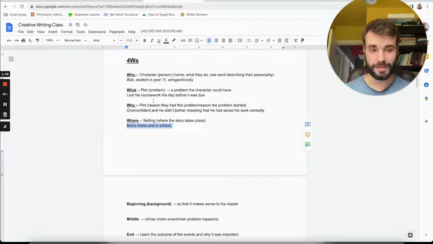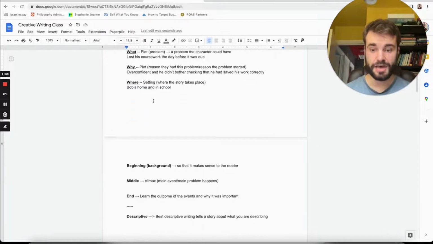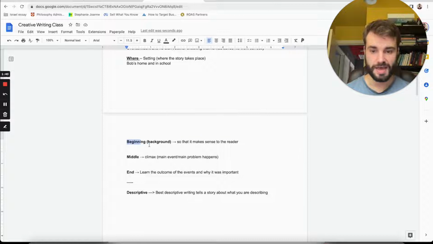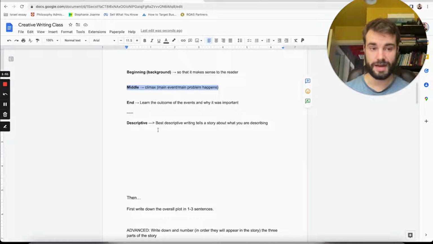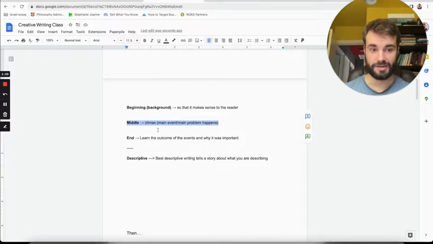Once you've got the 4 W's, which should take you less than 2 minutes, you can plan the 3 parts of the story. The beginning is the background, so it makes sense to the reader. So you say who Bob is, what he's like, you give some background description of what's going on. The middle is the climax, the main problem. So this is when he realizes that he's lost his coursework.